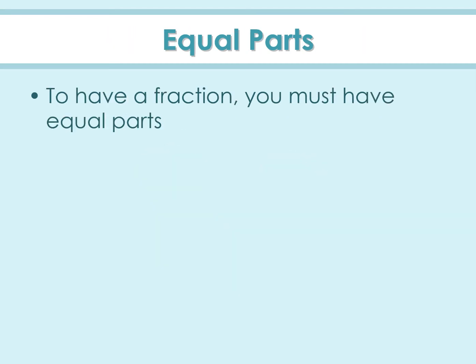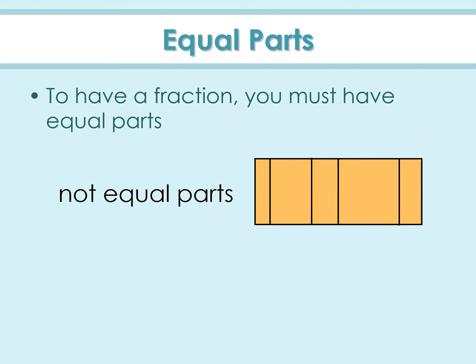Equal parts. To have a fraction, you must have equal parts. So it wouldn't be a fraction if you cut a square into 4 parts, but one person got a teeny tiny sliver and another person got a huge piece, right? Fractions only work if every person gets the same amount. So this would be not equal parts here. This orange block shows everybody gets a different amount. No one would be happy except for maybe the guy that gets the huge chunk. But you want everyone to get the same amount when you're doing fractions.